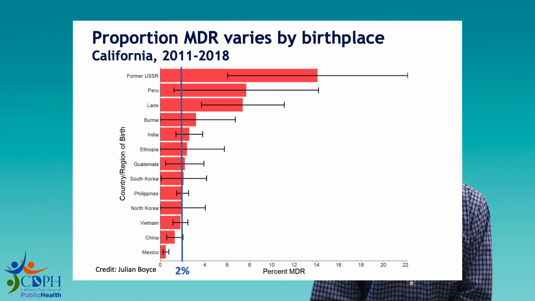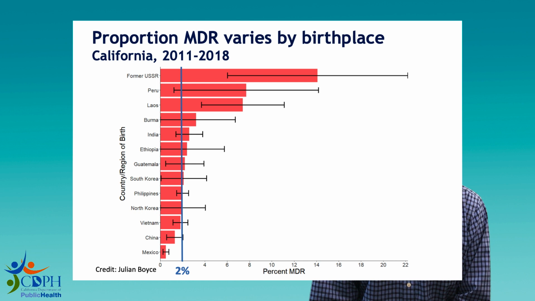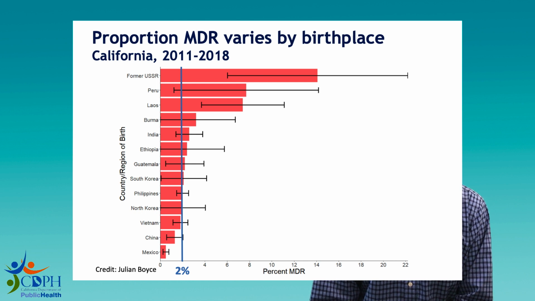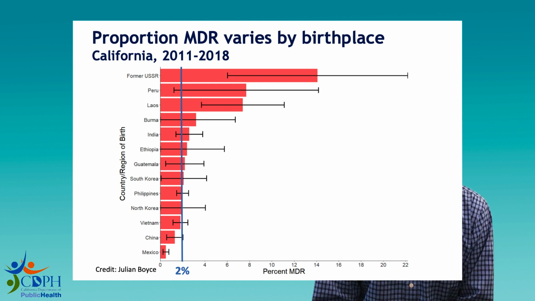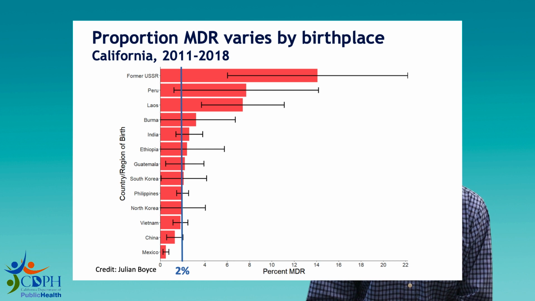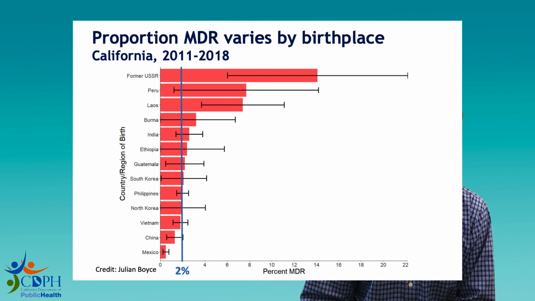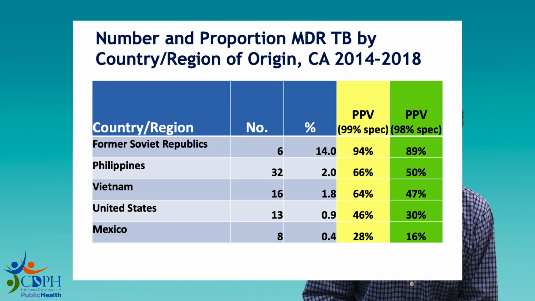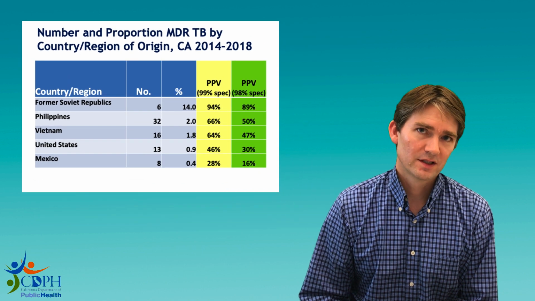cases in California and the United States come from, Mexico, China, Vietnam, and Philippines in particular, are below or right at that 2% threshold. In fact, those countries also have many of our MDR TB cases. So the distinction here is that the proportion of cases that are MDR is less frequent in those countries. Now, why is the 2% important?